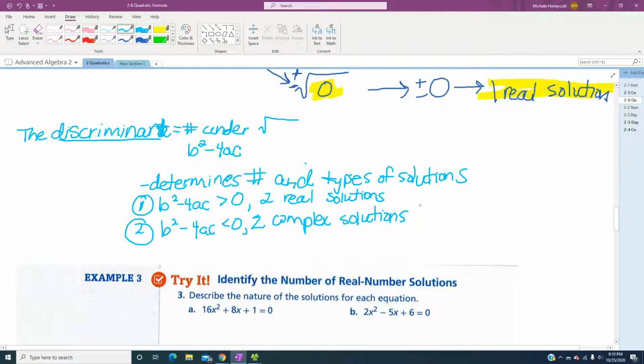Just a reminder, complex numbers are in the form a plus bi, where you have a real part and imaginary part. It's okay, sometimes that imaginary part can be 0. And then the third is if b squared minus 4ac equals 0, then you're going to have one real solution.